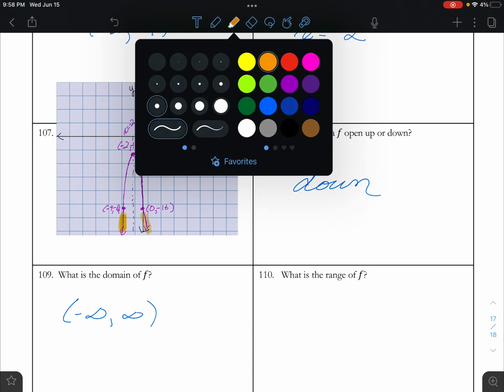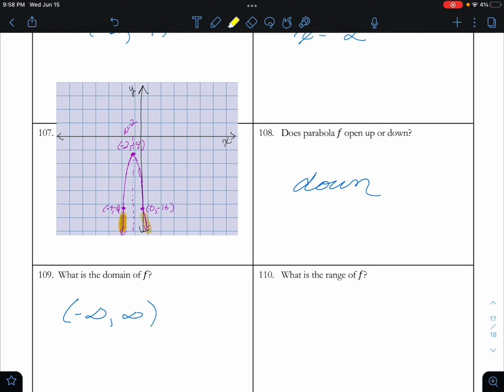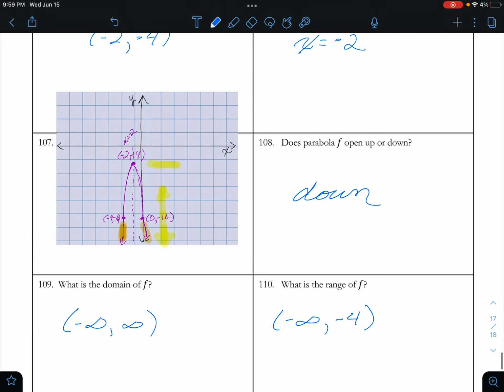So let's use a different color here. Let's use yellow. For the range, I'm going bottom and going upward, right? If I can go far down, it goes on forever. Again, it's infinity on the bottom side, and then going all the way up, I'm limited here by the vertex. That's going to be my maximum number. So the maximum of the range is going to be -4. And I think that's it.